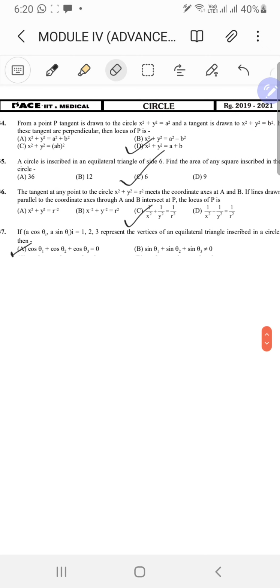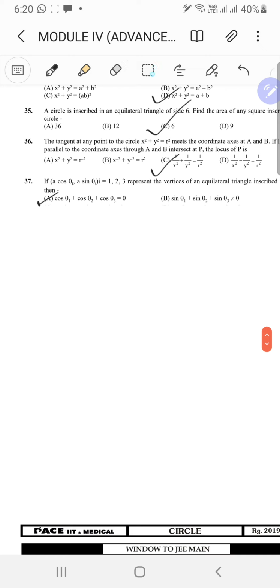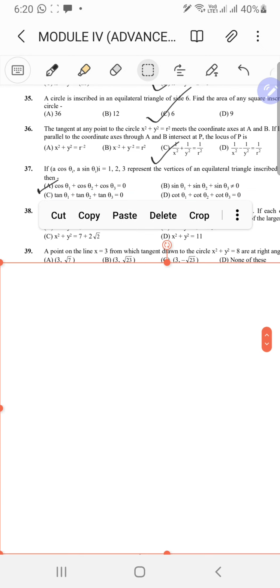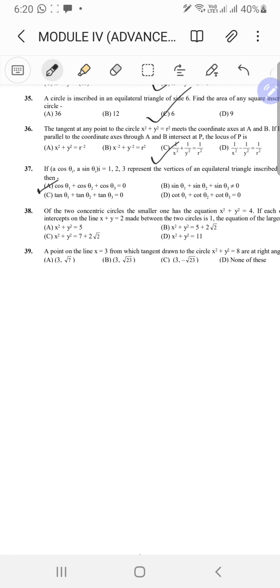Is there sine theta stuff? Oh, it's not equal to 0, right? Then this is not going to be correct. So A is only correct and B is not, and no, C and D are also not correct.